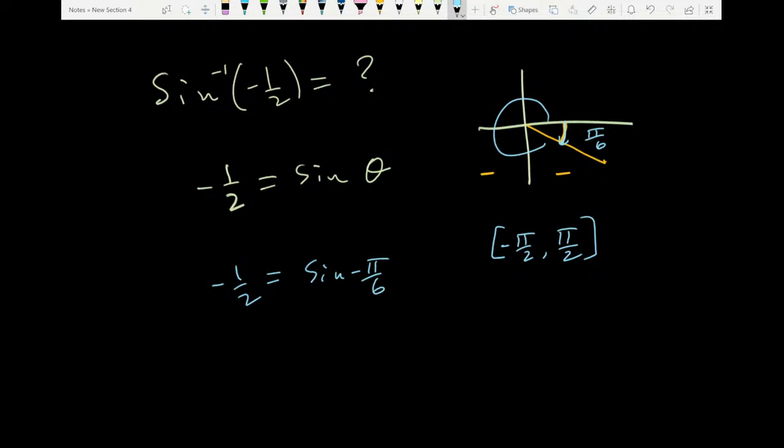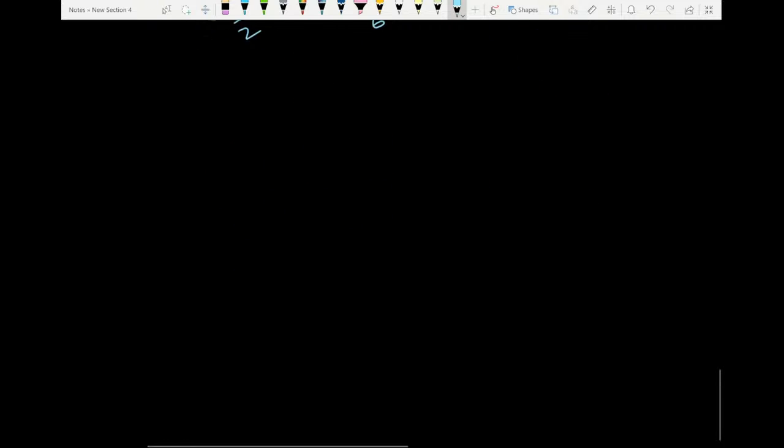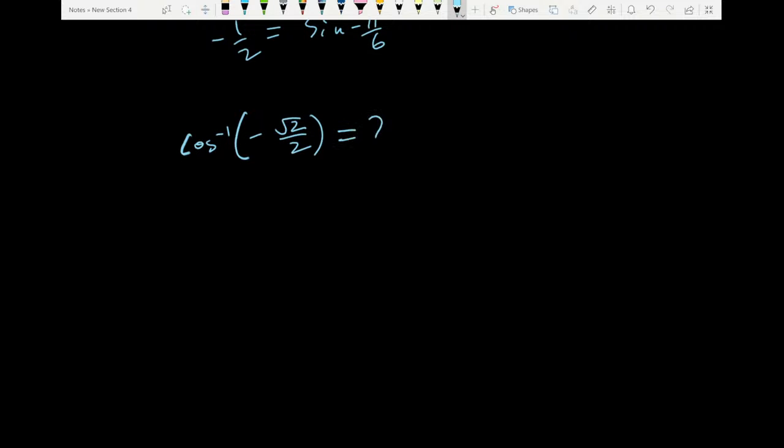What if I give you a little bit harder problem? Like cosine inverse of negative root 2 over 2. What is that? Another way of looking at it would be cosine theta.